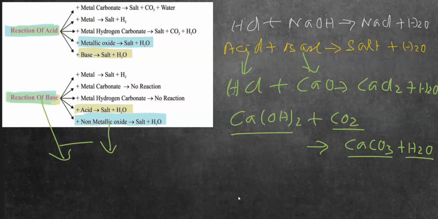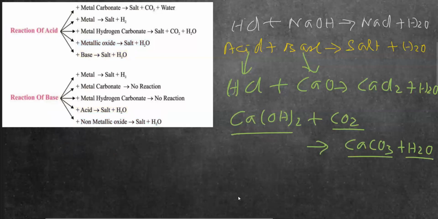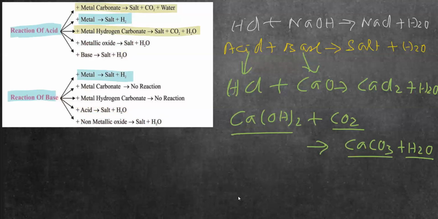So these are the categories in which chemical reactions are put in your chapter called acids and bases. The first was the reaction of an acid with a metal and the reaction of a base with a metal. The results are the same, that is salt and hydrogen gas. Next, an acid reacts with either metal carbonates or metal bicarbonates. The result is the same, that is salt, water, and carbon dioxide. And as such, bases do not react with metal carbonates nor metal hydrogen carbonates.